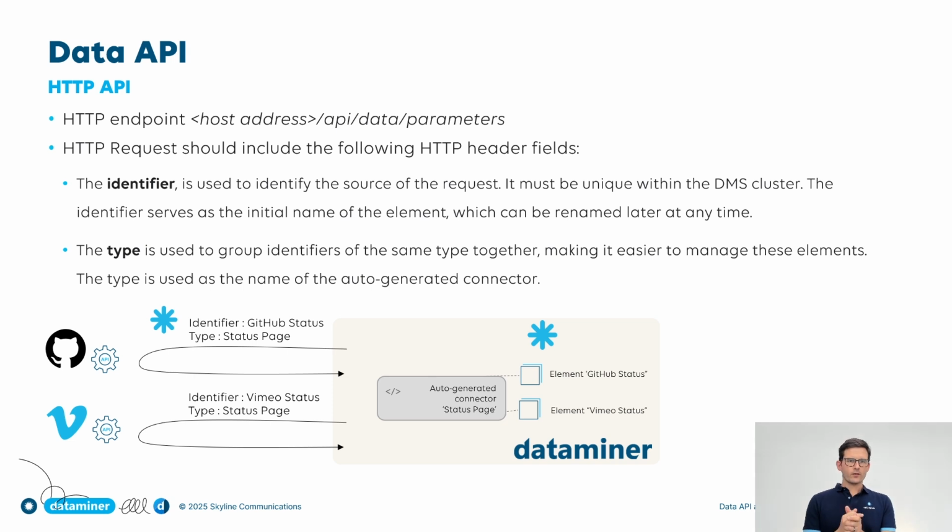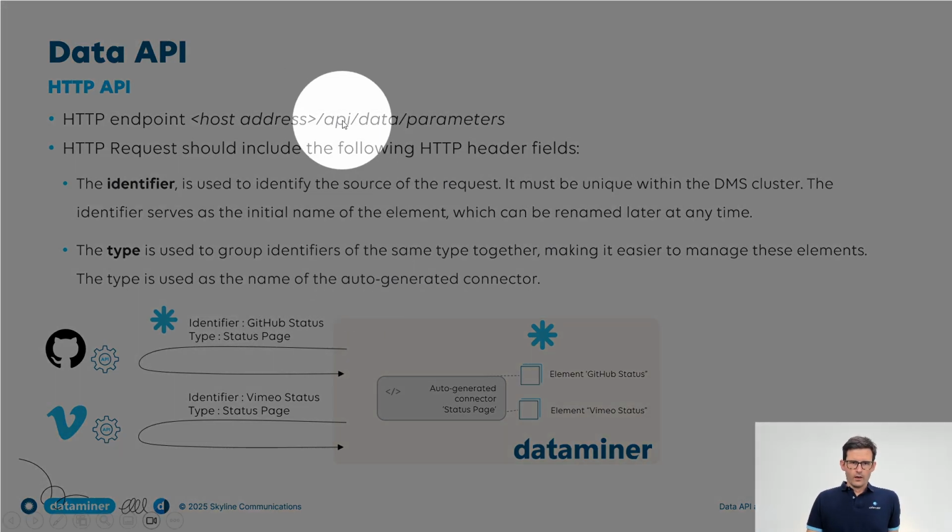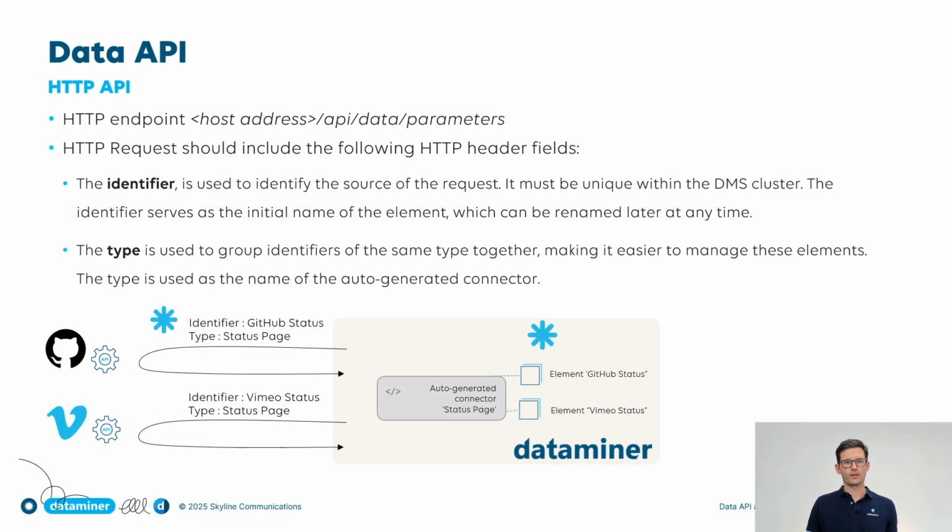I'm just going to go a bit deeper into that. The Data API exposes an HTTP endpoint on this URL, /API/data/parameters. There is no JSON schema. You already know that by now, but you do need to put some headers in the HTTP request. There are two headers that you need to put in. On the one hand, there's the identifier. The identifier really identifies the source equipment and has to be unique in the DMS cluster.